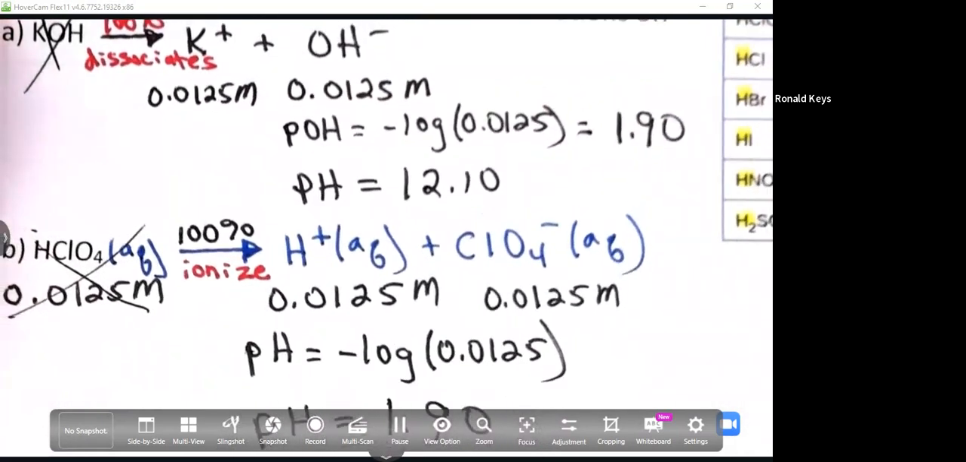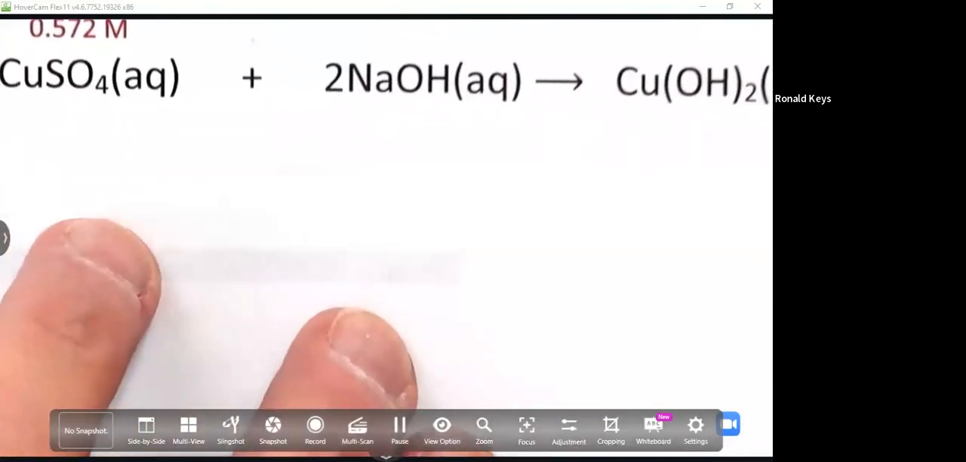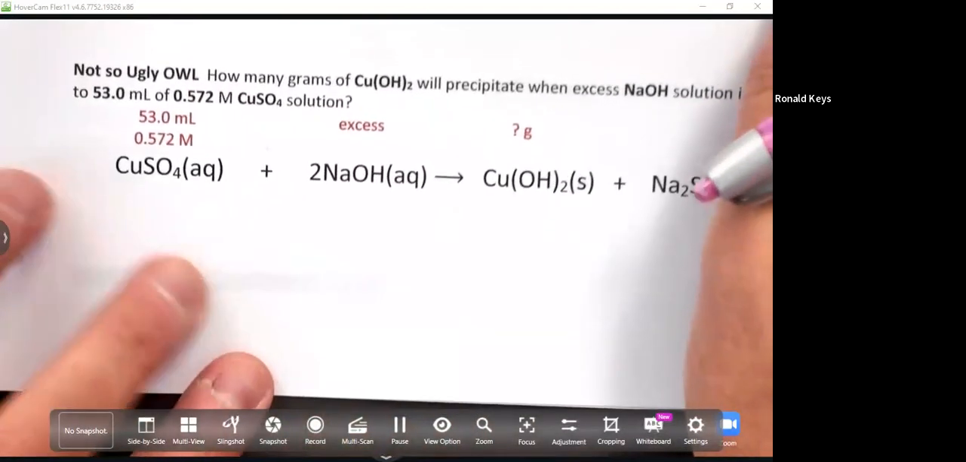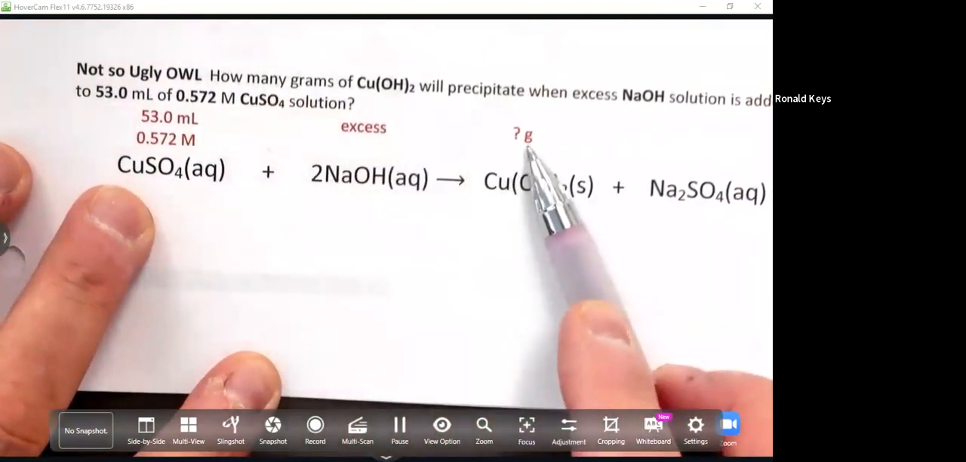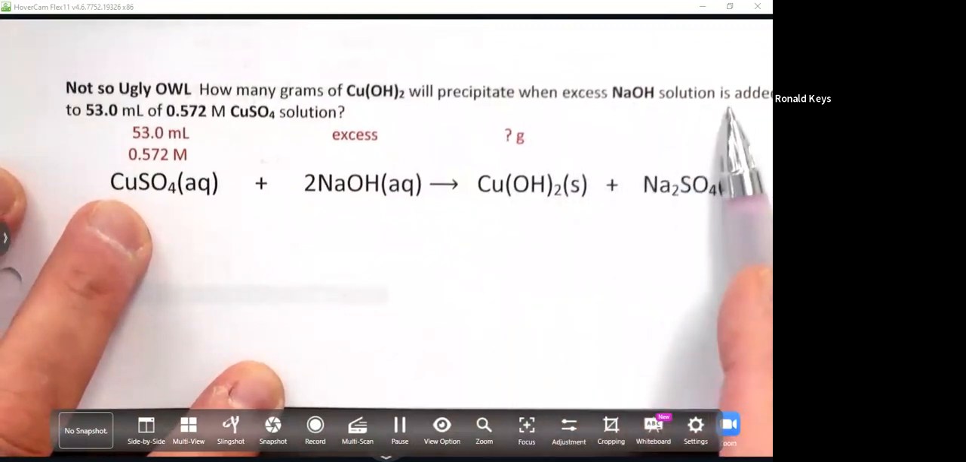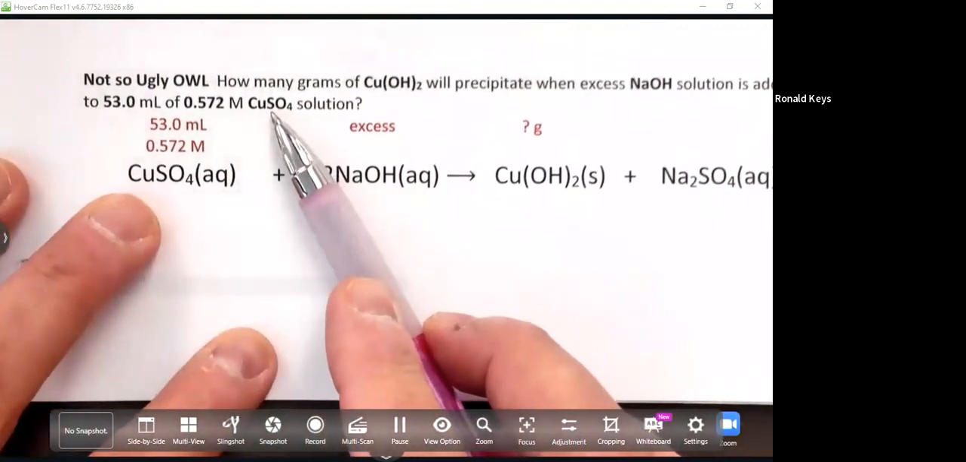Okay. Let's do one stoichiometry problem on page 12. In fact, I've got this one down here labeled not so ugly owl, so let's do that. So that'll give you an idea. Here's what it says. How many grams of potassium hydroxide right here will precipitate when excess sodium hydroxide solution is added to 53 milliliters of 0.72 molarity copper 2 sulfate?